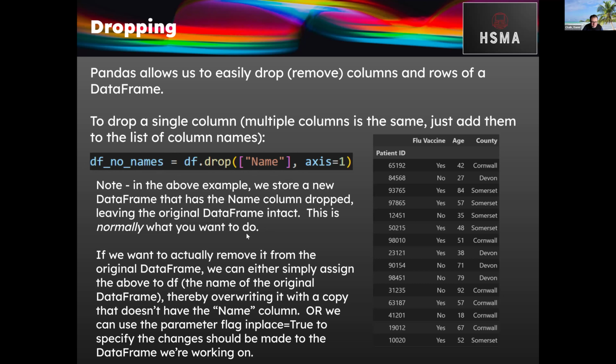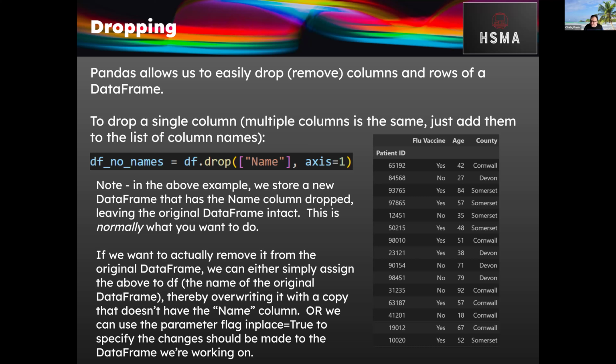I've called it df no names. This is normally what you want to do. Normally, when you're playing around manipulating your data, you can either change things in place, i.e. change the original data frame, or you can create copies of that data frame. Generally speaking, you'll probably want an original that is untouched that you then start manipulating. And you may do various manipulations, but you'll end up with possibly a few different versions of that data frame, this one has the name dropped, etc.